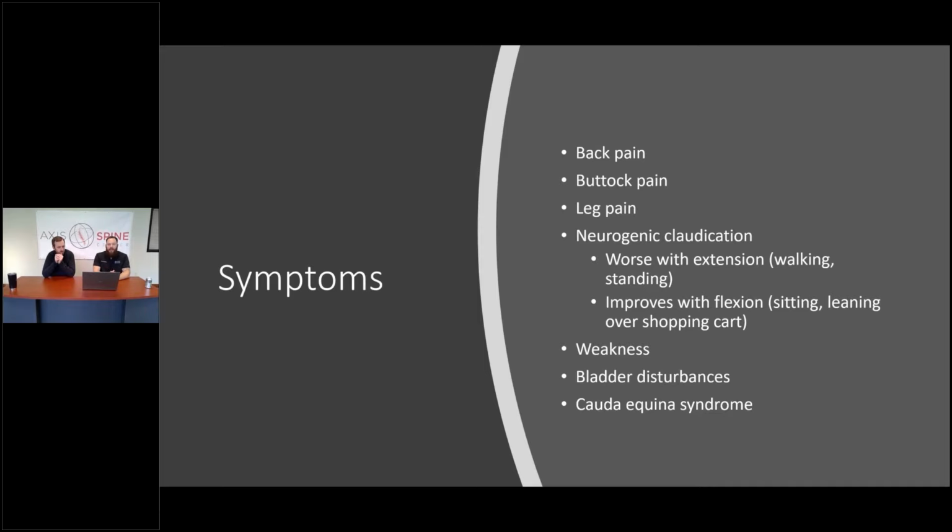That's why you may hear us ask if it gets better when you use a shopping cart to walk around the store. That can be a sign of the architecture of your spine: that normal extension puts more pressure on those nervous structures, and flexing forward takes out a little bit of that curvature and can take some pressure off those nerves, which is why people tend to walk around leaned over, because it makes them feel better.